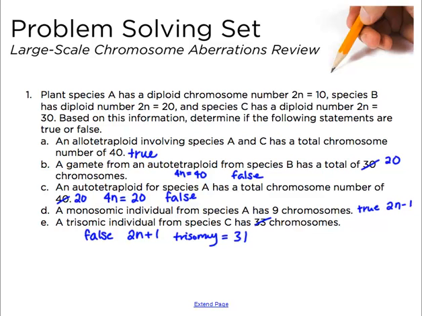Okay? So this is a mix of aneuploidy and polyploidy, but it's important to know how to write out chromosome contents where you do 2n minus 1, 2n plus 1, etc. to solve these types of problems.